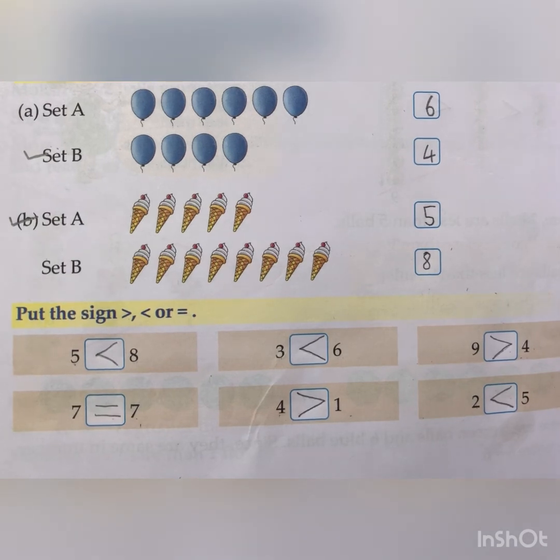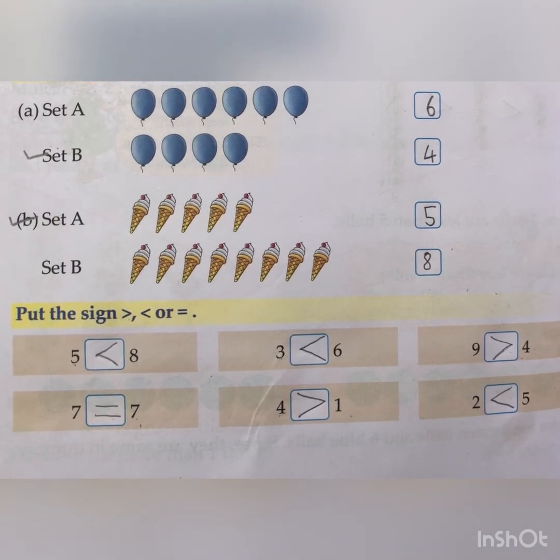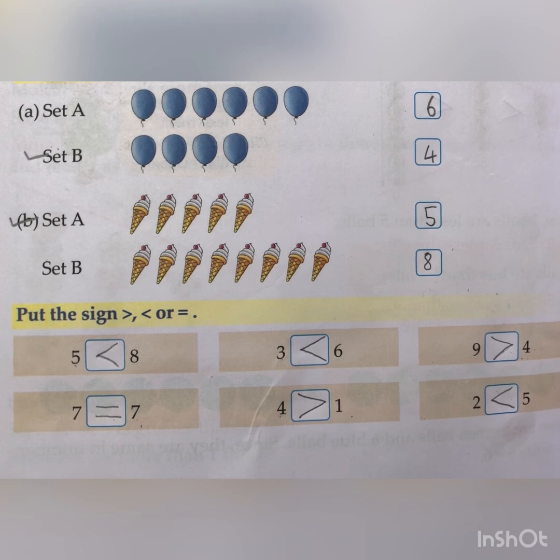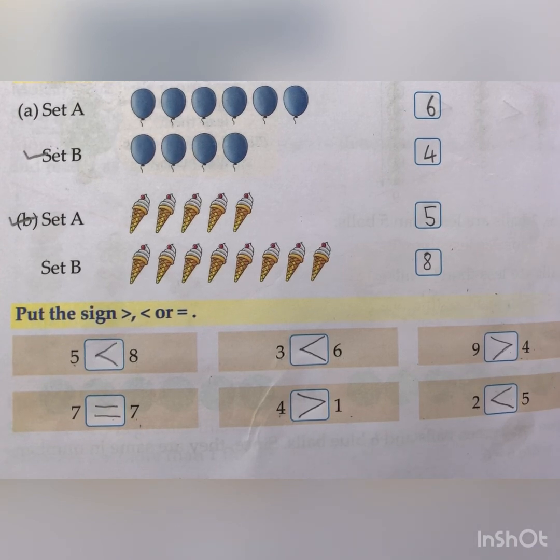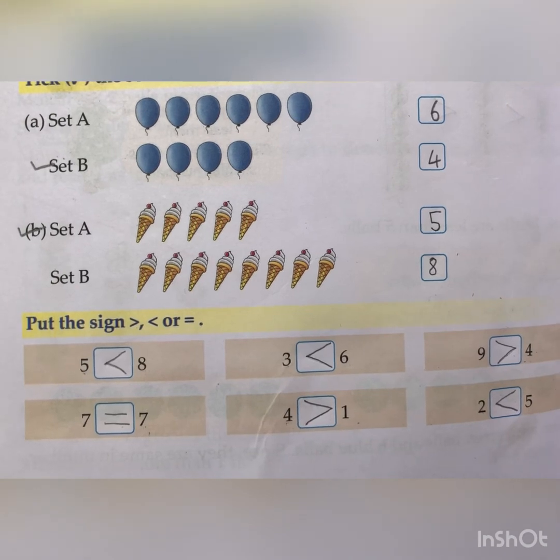Children, maths is all about practice. So, we'll give you a worksheet to practice these signs greater than, less than and is equal to. So, check it out and solve it.